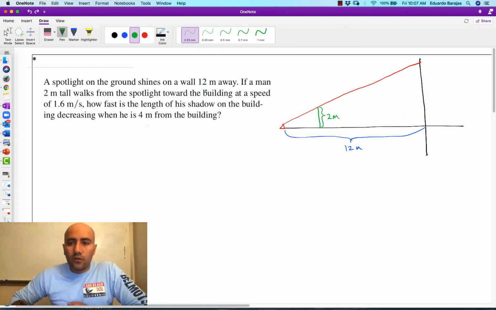Okay, so we're going to need something about the distance the man is from the wall, and we also need something about this. So let's call, well, I could call it x. So let's call this distance right here x.